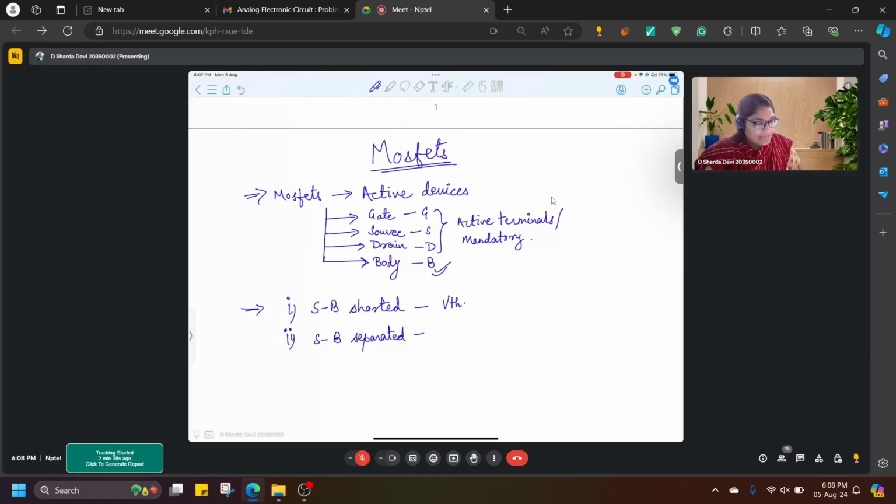In this particular case, it will lead to a VTH shift. It depends on what type of potential the body terminal observes. Based on that, your VTH will shift, either towards the positive or negative side, or towards the left or right side. You can use this VTH shift to your advantage, or it might act as a disadvantage. It completely depends on the application. These are the two conditions which are possible.